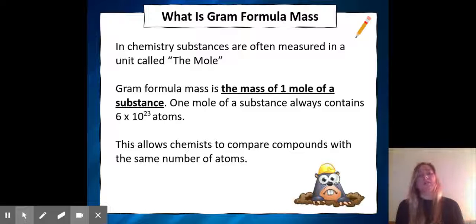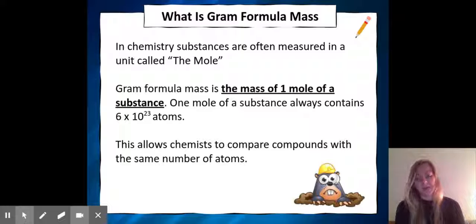So that means in 1 mole of a substance, for example, 1 mole of carbon is 12 grams. 1 mole of hydrogen is 2 grams. Both of those contain 6 times 10 to the 23 number of atoms. Okay, it just helps us compare the compounds with the same number of atoms.